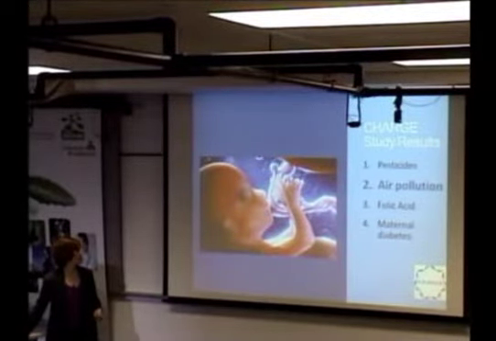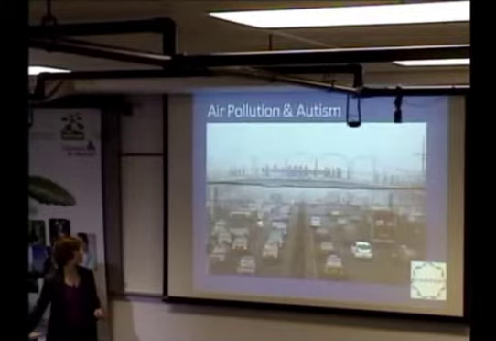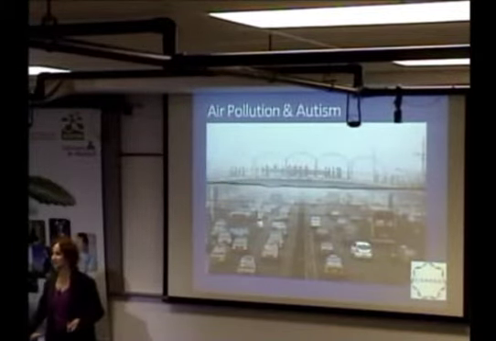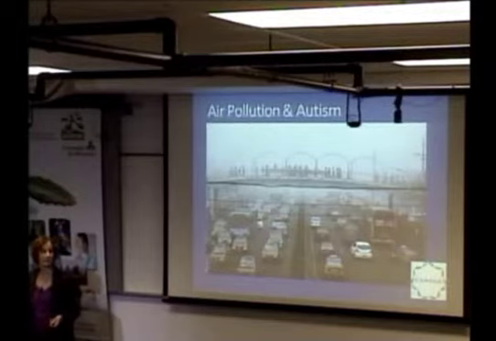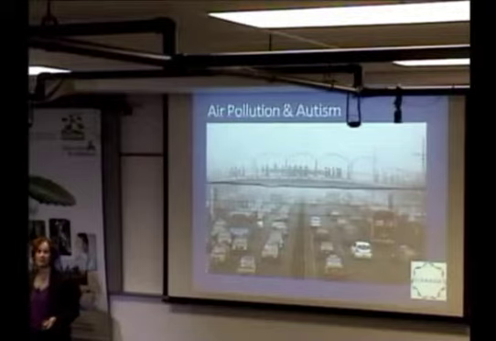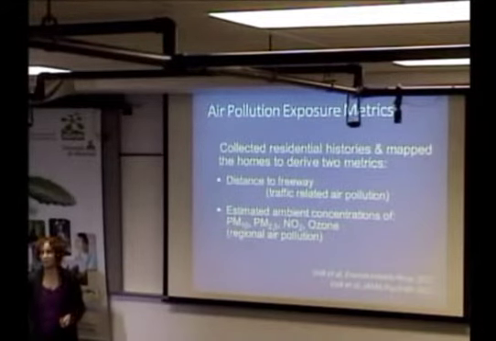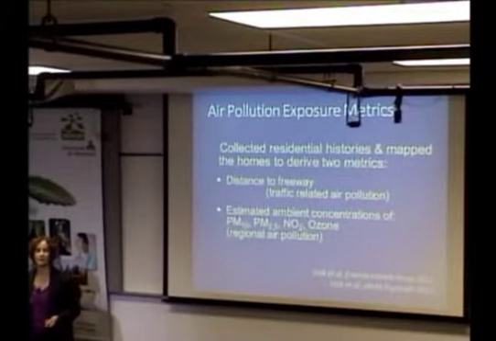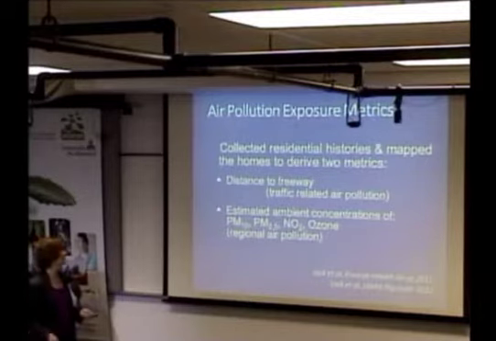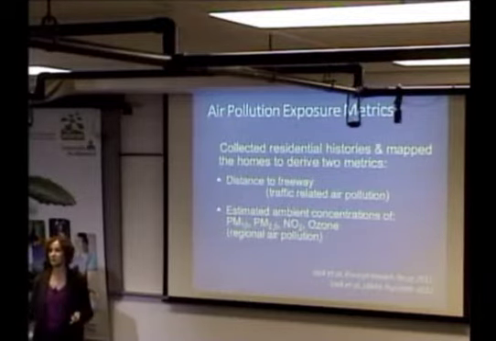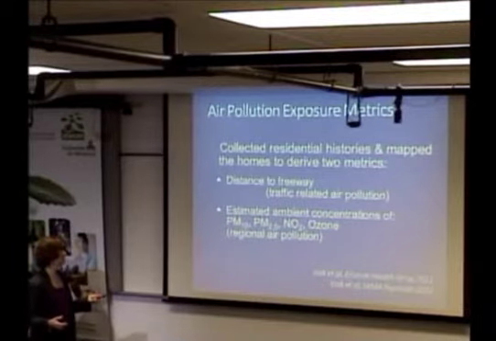So the next set of results are on air pollution. And we certainly know that air pollution does lots of awful things to the respiratory system and the cardiovascular system as well. And there's some evidence that neurologic and neurodevelopmental disorders may also be impacted. So we took some of the residential data and we derived two metrics. One is a measure of just the distance of the household to the nearest freeway, to look at as a marker for traffic-related air pollution.